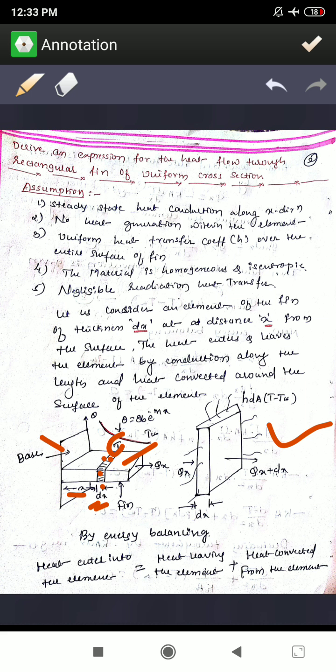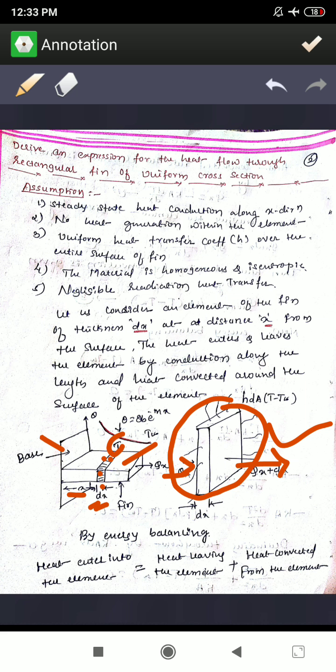So what it states is that the heat enters and leaves the element by conduction. Whatever heat is entering the element and leaving the element is by the conduction mode of heat transfer, and heat is convected around the surface of the element. So there is no radiation heat transfer, but heat is convected around the surface of the element.